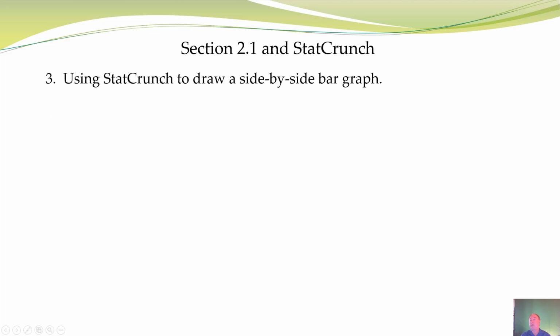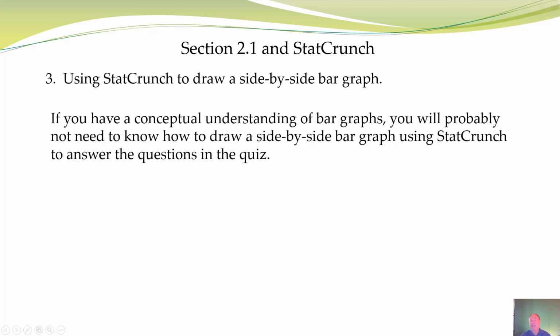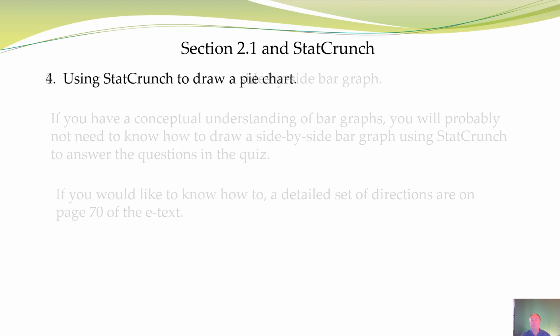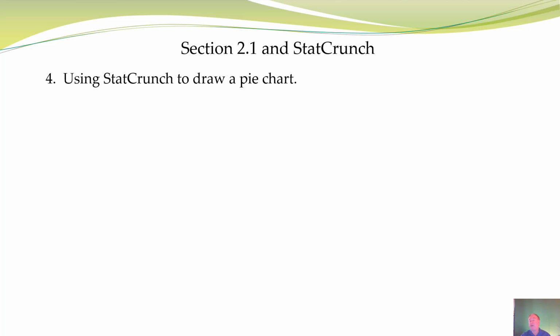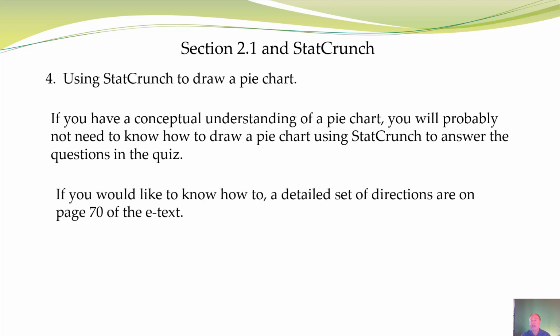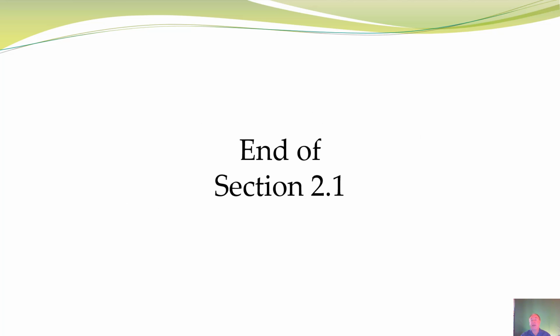Third, using StatCrunch to draw a side-by-side bar graph. Now, if you have the conceptual understanding, any question you would run into on the quiz, you'll be able to answer just by looking at the graph. And if you wanted to know how to do it on StatCrunch, page 70 of the e-text has the directions. And finally, drawing a pie chart. Again, the understanding of the pie chart will get you through the quizzes. And if you want to know how to draw one on StatCrunch, a detailed set of directions are on page 70 of the e-text. Now this takes us through section 2.1.